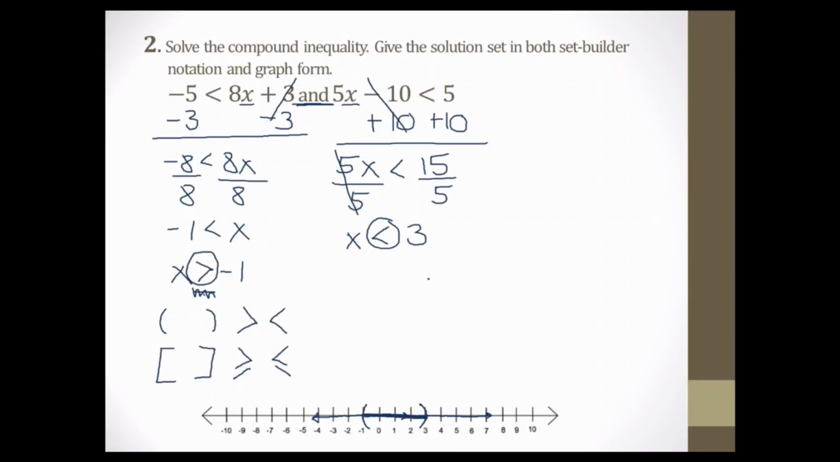So writing this in set builder notation, we need our curly braces and then x such that, and now you see how x is in the middle, so it started at -1 and x is basically greater than, which means this sign, and then x is also less than 3. So this would be our solution in set builder notation, and this would be our graph.